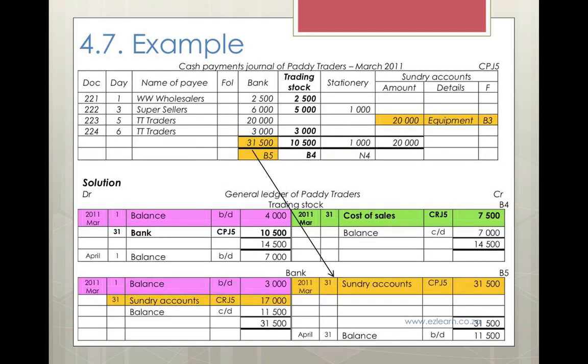From the cash payments journal, we will post the bank total to the credit side of the bank account as the bank is decreasing and an asset decreases on the credit side. Again, I can show my details as sundry accounts, as that 31,500 represents amounts in trading stock, stationery, and equipment, and possibly many other things very often.